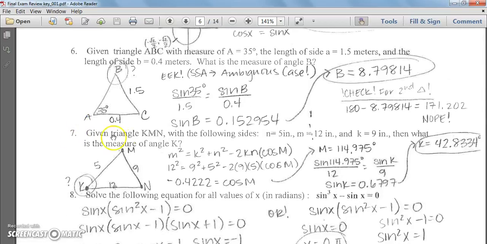All right. Given triangle KMN with the sides N, 5 inches, M 12, and K 9, what is the measure of angle K? So I found angle M first because I can, using my wonderful and glorious law of cosines. And then, once I know M, I can set up a ratio between angle M and side M, and angle K, which I don't know, and side K, and give you my angle there.